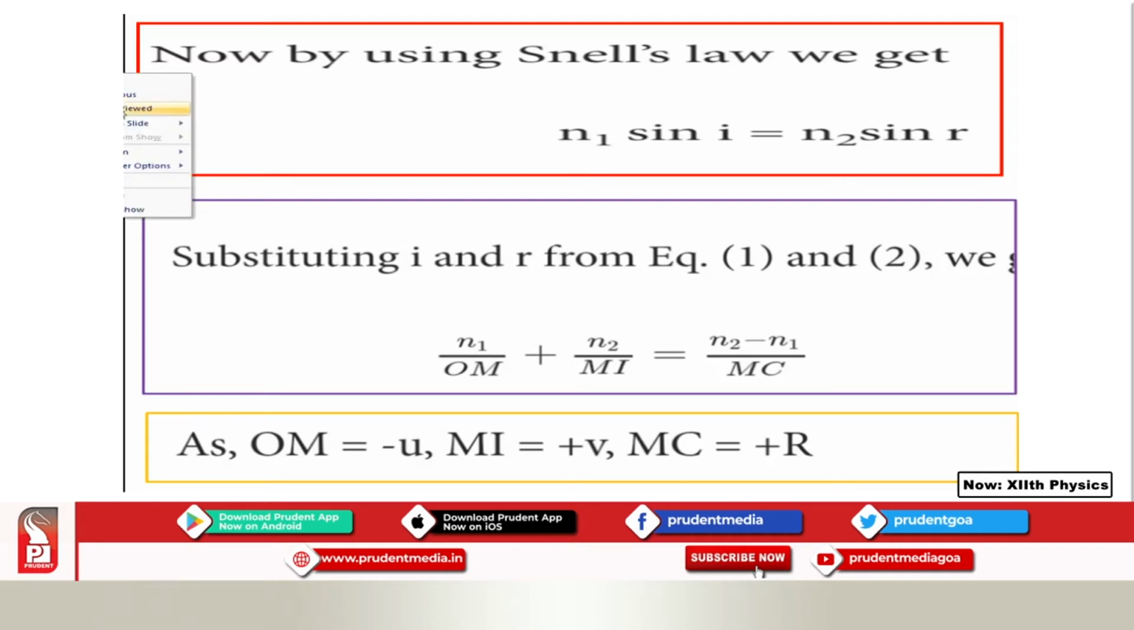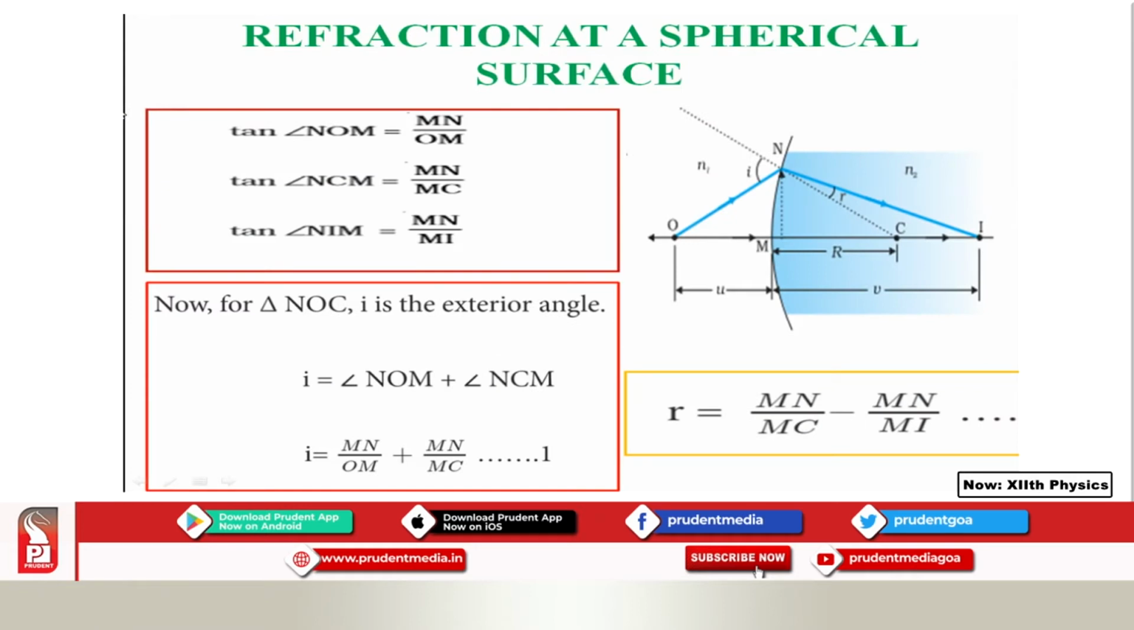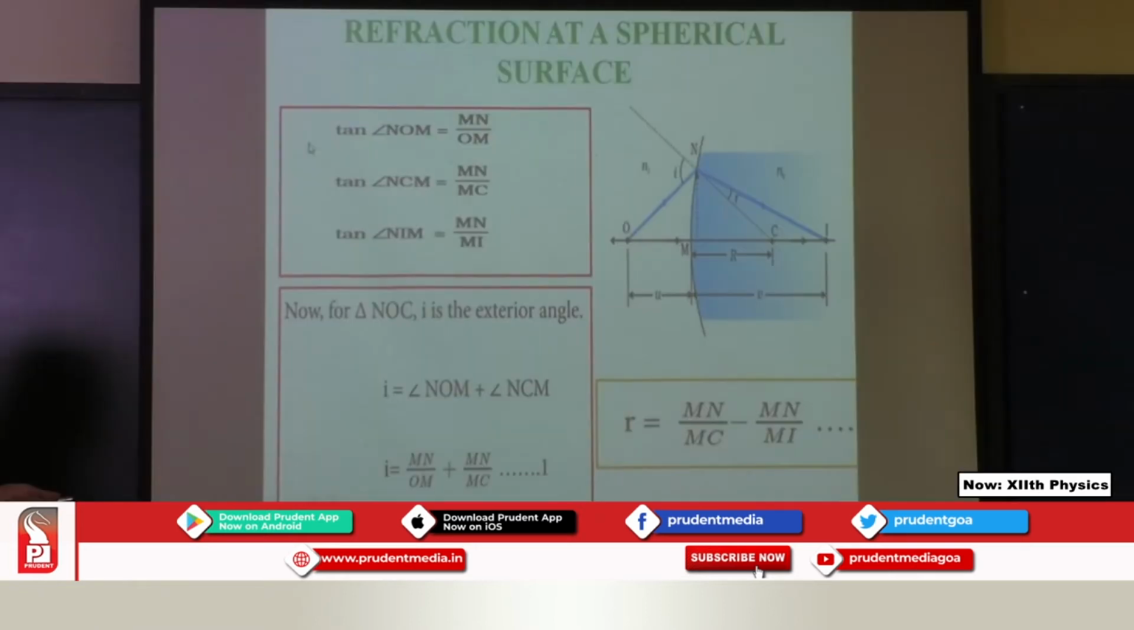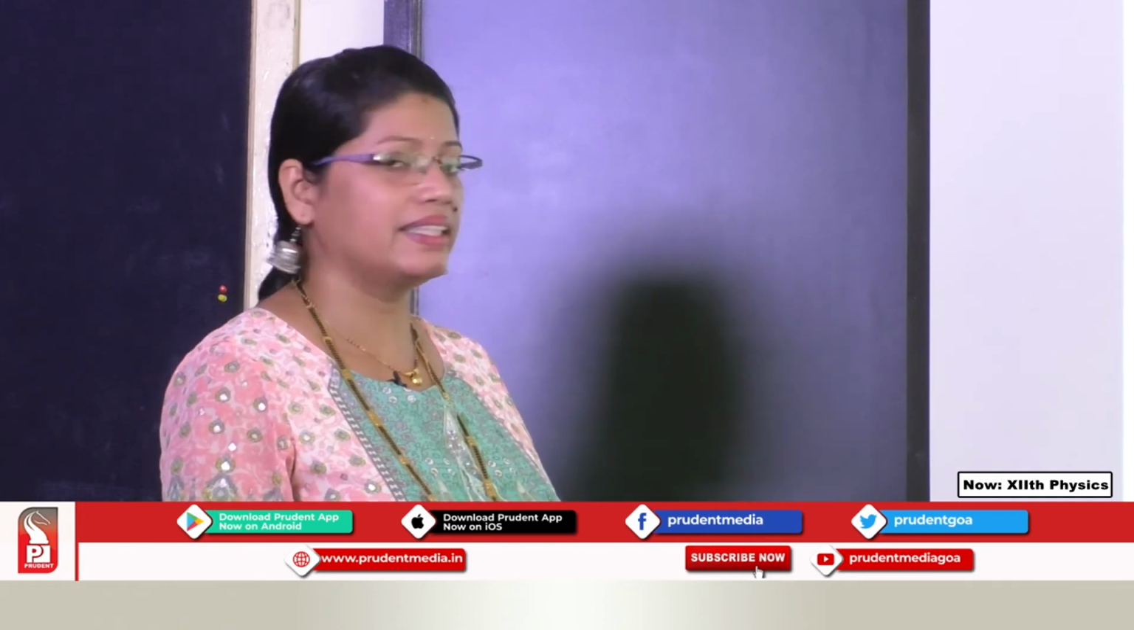Let us check out the figure. Check out the figure, students. As I have told you, OM is the object distance, MI is the image distance, and MC is the radius of curvature. As per the sign convention, we have given the signs. We have learned it in the first part how to assign the signs. So, let us go ahead.